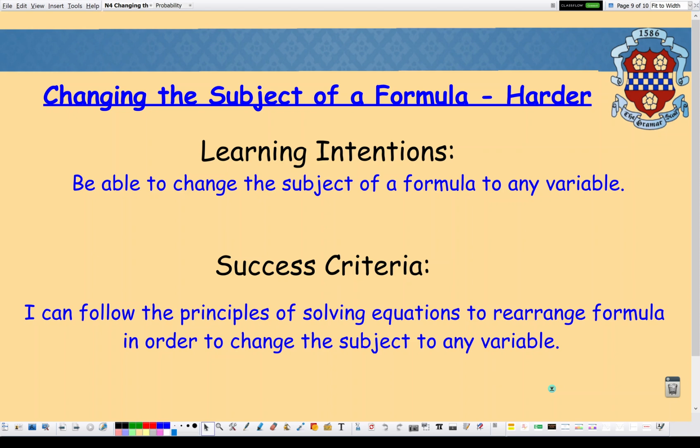Okay, so really we're just looking at some more complex formulas with some different things that we have to undo and rearrange. So we're going to look at brackets, we're going to look at when we have roots involved and also squares involved. That's what we're going to look at today.